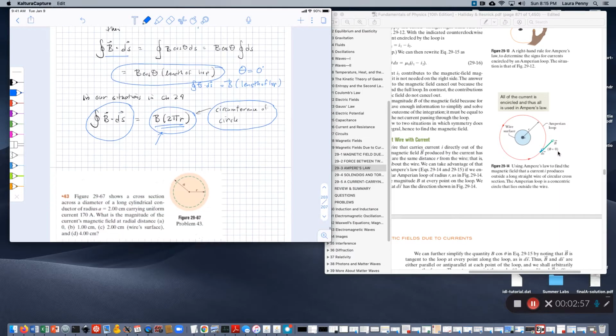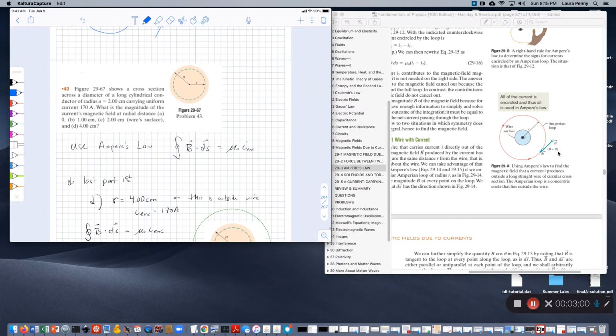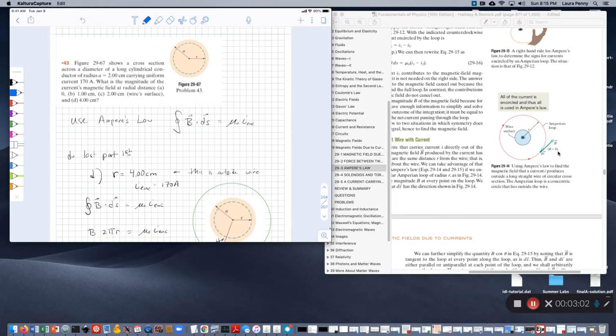And I think the only one of the practice problems that I have you do that uses Ampere's law is number 43. So number 43 shows us a wire. This whole shaded region is the wire, so we're looking inside the wire. And this wire has a radius, little a, which is 2 centimeters, and it's carrying a current of 170 amps. It might be the current's going in, maybe the current's going out. All we care about is the magnitude of the magnetic field, so we're less concerned whether the magnetic field is going this way or the other way around this wire.